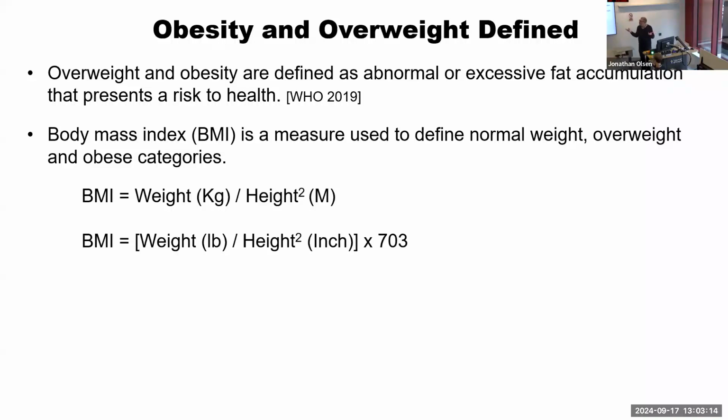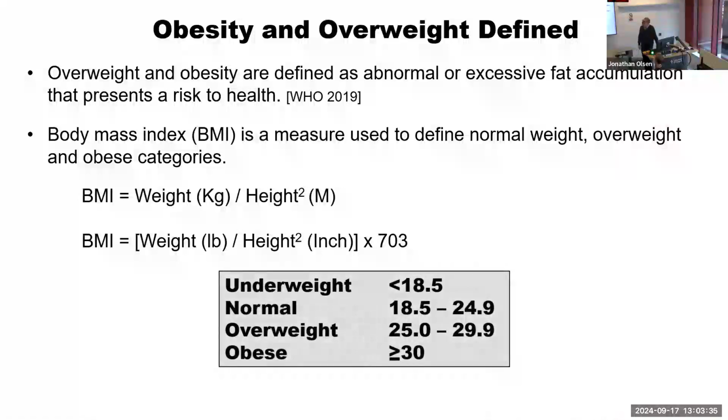Overweight and obesity are defined as an abnormal or excess accumulation of fat that presents a risk to health. And body mass index is one of the most common ways of defining normal weight, overweight, and obese categories. I put the formulas for BMI in US and metric up here for you. So underweight is a BMI below 18.5, normal 18.5 to 24.9, overweight 25 to 29.9, obese greater than or equal to 30.